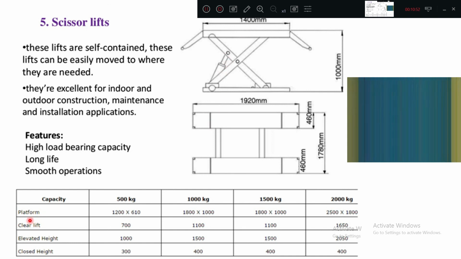So here you can see platform, clear lift, elevated height, closed height. Closed height means when these two become almost horizontal, that will be closed height. Elevated height means this is the open height. It is the elevated height only. Clear lift means up to what height it can be increased. So platform means the top dimensions is called a platform. Okay, for different load carrying capacity, the dimensions have been given. Okay, easily understandable.